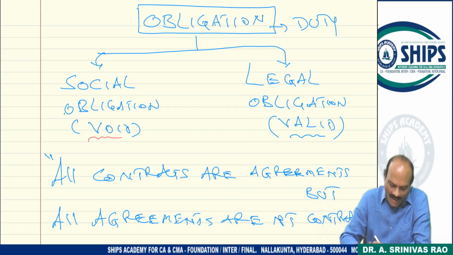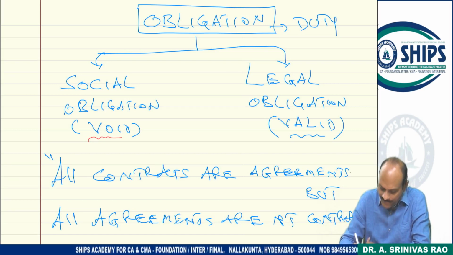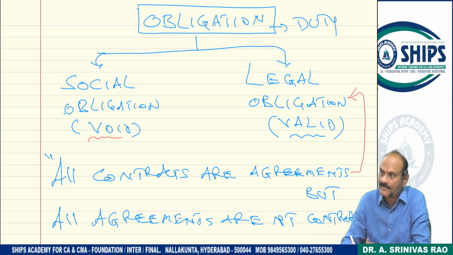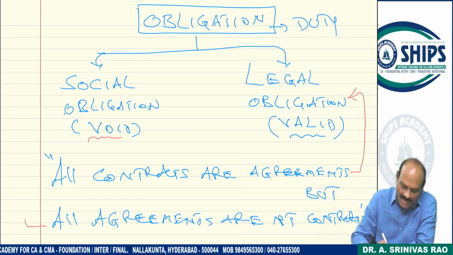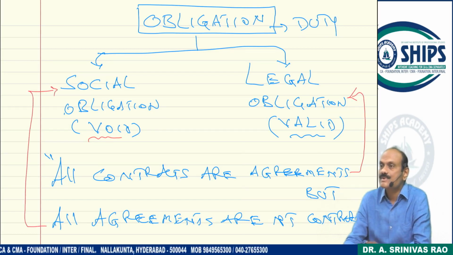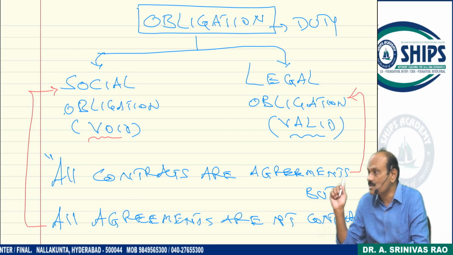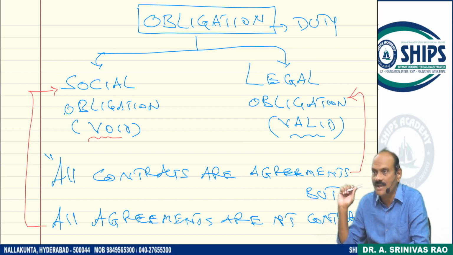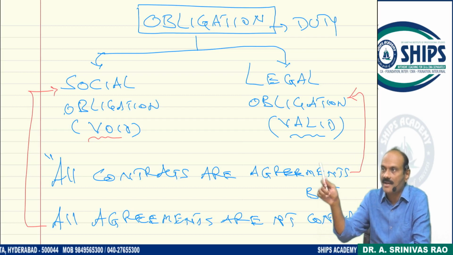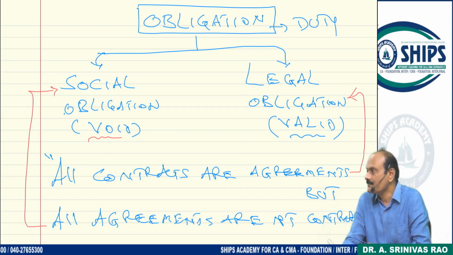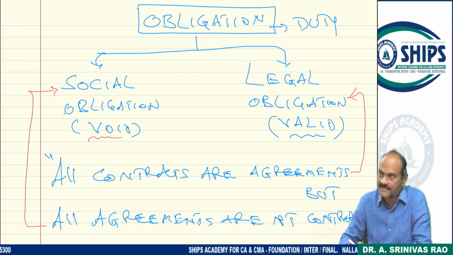So guys, remember, all contracts are agreements when it gives rise to legal relationship. But all agreements are not contracts when it gives rise to social obligation. In our examination, this is the subjective question. They may ask the same question directly. Otherwise, all contracts are agreements, comment. Or all agreements are not necessarily contracts, comment. 4 marks question. Then we have to write about this chart first, then go with relevant examples.